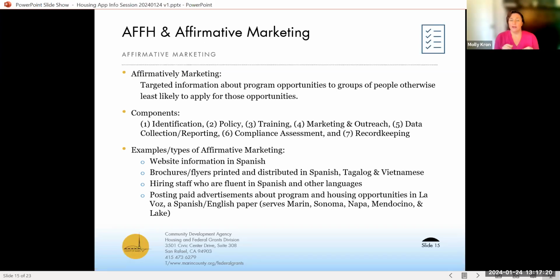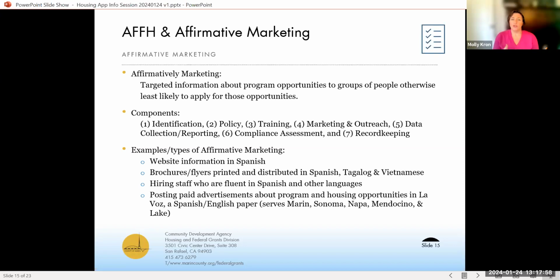We also require that an organization develop policy to implement these affirmative marketing plans, that they train their staff around how to engage in affirmative marketing. We provide an annual training with Fair Housing Advocates of Northern California to help with this, and then doing the actual marketing and outreach work itself. Affirmative marketing also requires that you look at your past actions and you modify your activities in order to better achieve your goals. There's a requirement for record keeping and ongoing compliance.